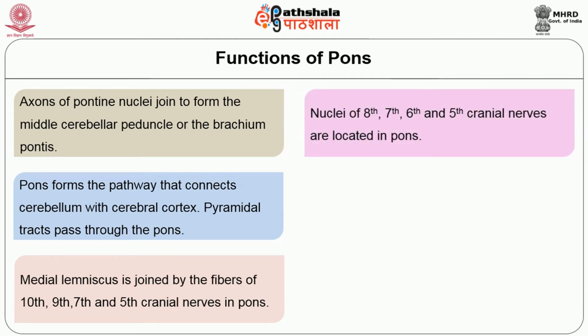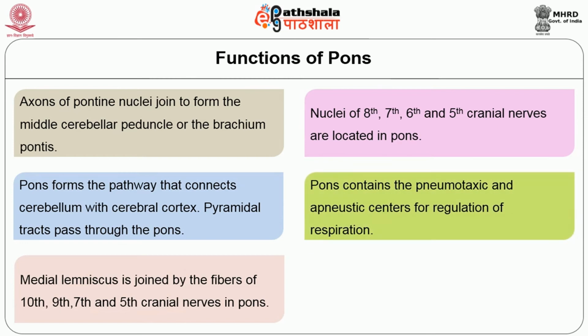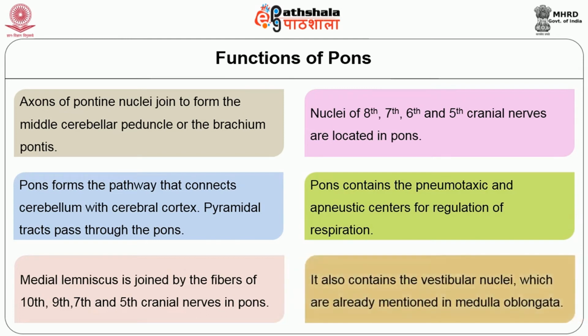The nuclei of 8th, 7th, 6th and 5th cranial nerves are located in pons, and it contains the pneumotaxic and apneustic centers for regulation of respiration. It also contains the vestibular nuclei which are already mentioned in medulla oblongata.